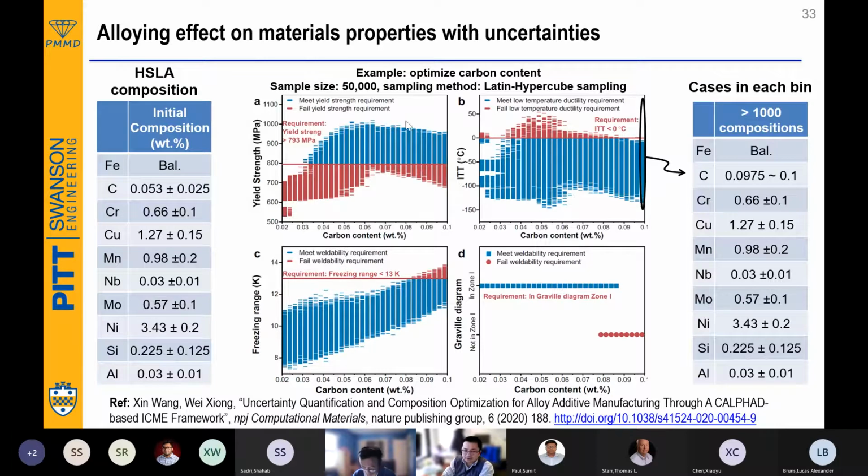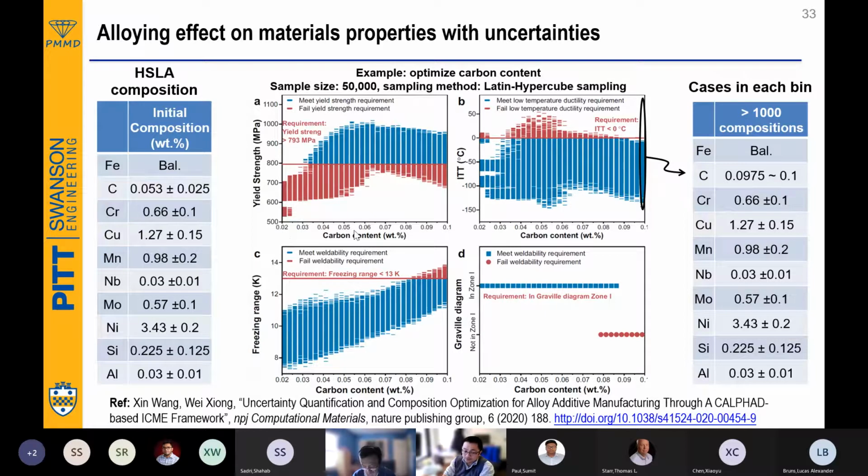It's not so difficult to understand. Each bin means you fix the carbon content around 0.05, and then all the rest of the composition can be changed. You have a variation, so there'll be one bin containing all the different compositions of the rest, right? So you have a sampling size. You can choose either large or small depending on your computational capability, and therefore you have a tendency.